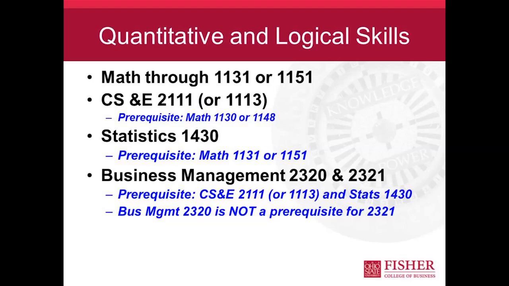The next course requirement is Statistics 1430. Statistics 1430 is a 4-credit-hour course and cannot be taken until students have completed their final math course, either Math 1131 or 1151. The last course requirements in the Quantitative and Logical Skills section are Business Management 2320 and 2321.